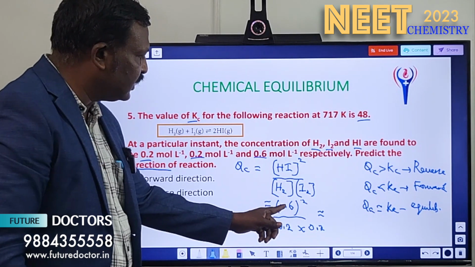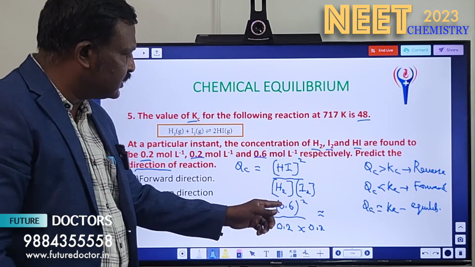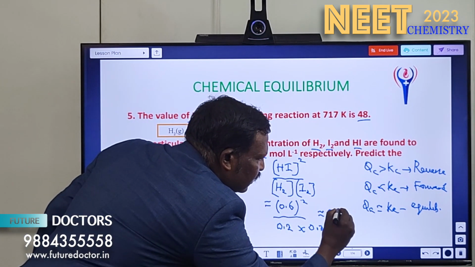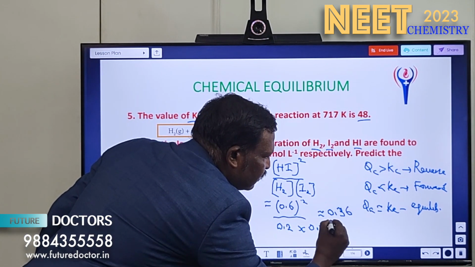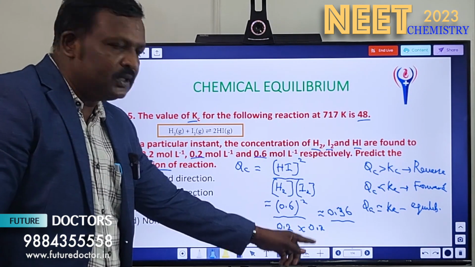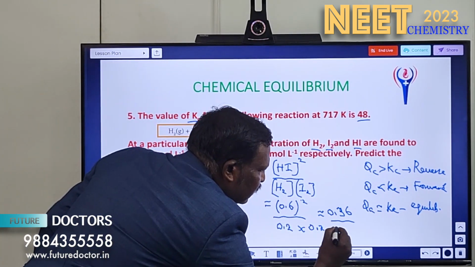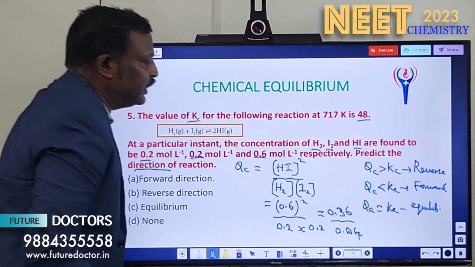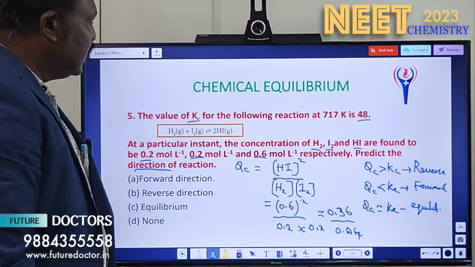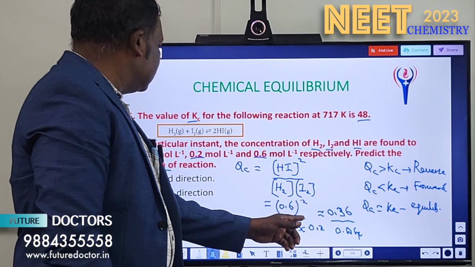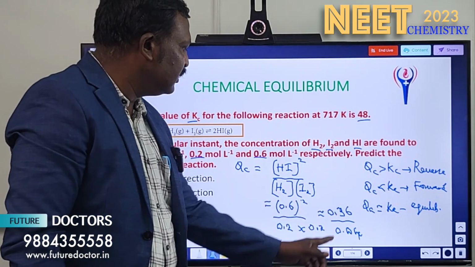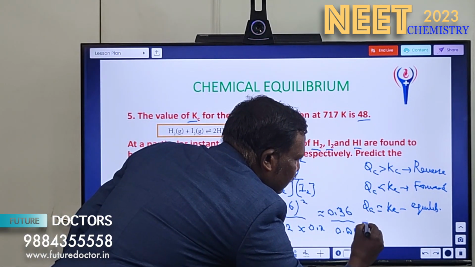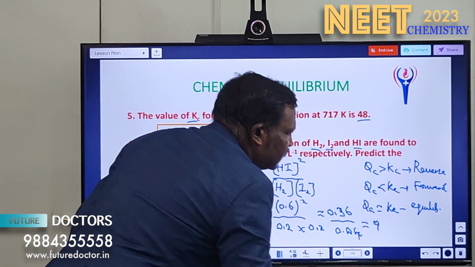How to simplify? This is 0.6 into 0.6. We can write 0.36. Correct or not? 0.2 into 0.2 is 0.04. Multiply both the sides by 100. What happened? 36 by 4. What's the answer? We get the answer is 9.